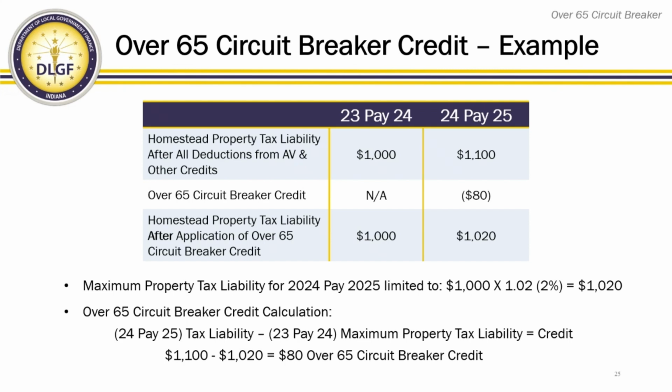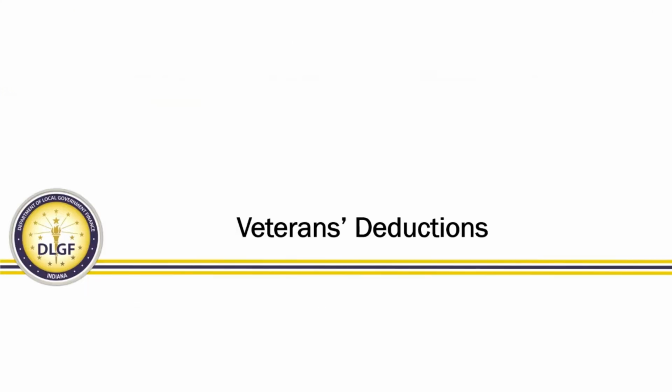Effectively, it operates by a credit, so you're taking the pay 25 tax liability without the circuit breaker, which is $1,100, and subtracting $80 from that, which is the amount of credit the government is giving back to the taxpayer. So the liability for pay 25 with the over 65 circuit breaker is $1,020. Next.